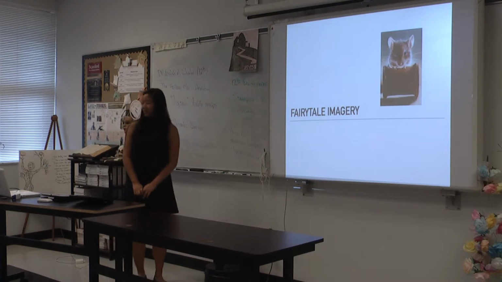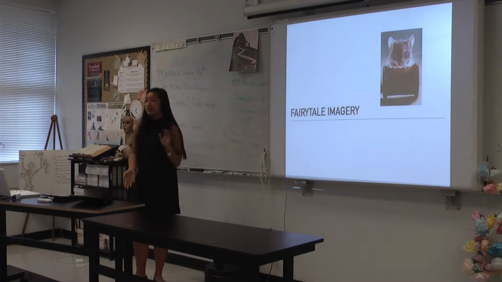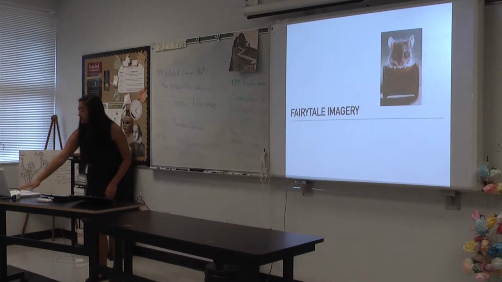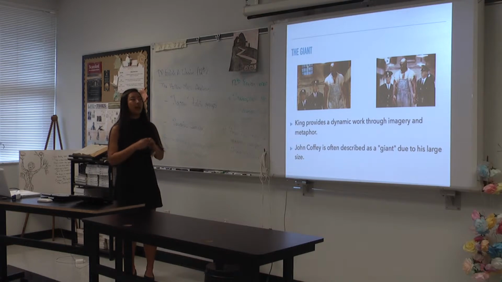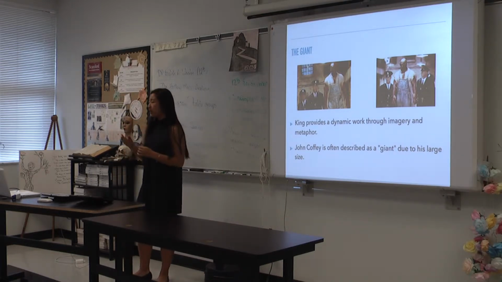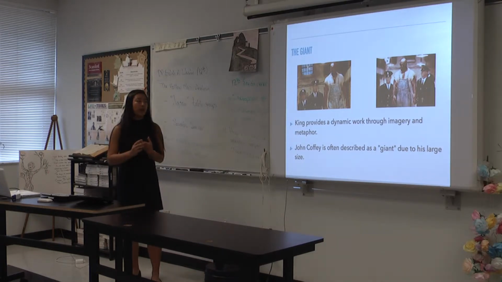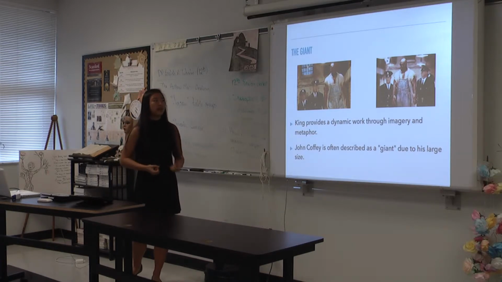The second motif that I will be discussing today is the fairytale imagery that Stephen King uses throughout the novel. We see this by the way that he presents John Coffey. King provides his dynamic work, especially presenting his characters through imagery and metaphor. And John Coffey is very large, so he is often described as a giant.